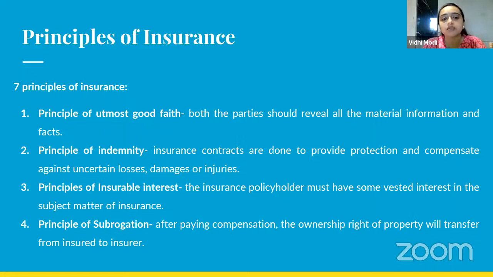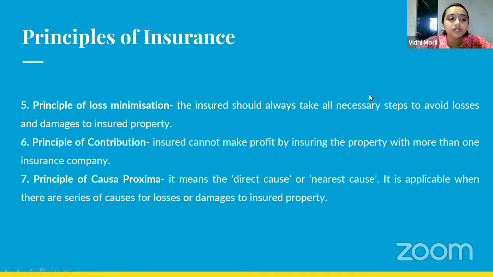The principle of indemnity speaks about insurance contracts being done to provide protection and to compensate against losses, damages, and injuries. The principle of insurable interest says the insurance policy holder must have some interest in the subject matter of insurance. Then we have the principle of subrogation, which is that after paying the compensation, the ownership right of property will transfer from the insured to the insurer. Fifth is the principle of loss minimization. That is to say that as much as possible, one should ensure they are minimizing the losses. Just because they have an insurance policy doesn't mean that they become careless.